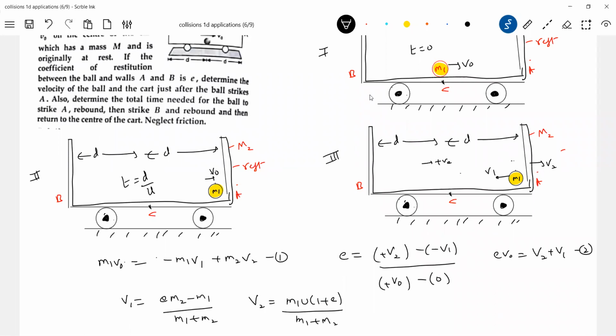Now what will happen to the ball? From A, it should move towards B, no? By the time it reaches B, what is the time it will take? 2D by V1. So for the next sequence, I think I have no space here, so I'll scroll down.